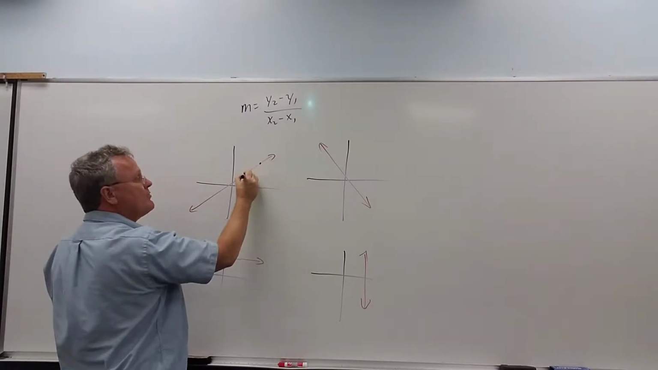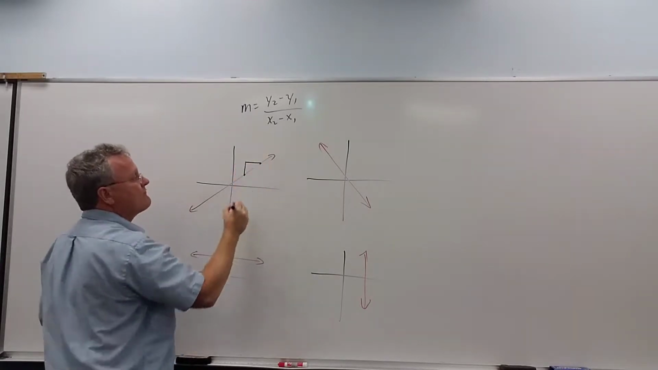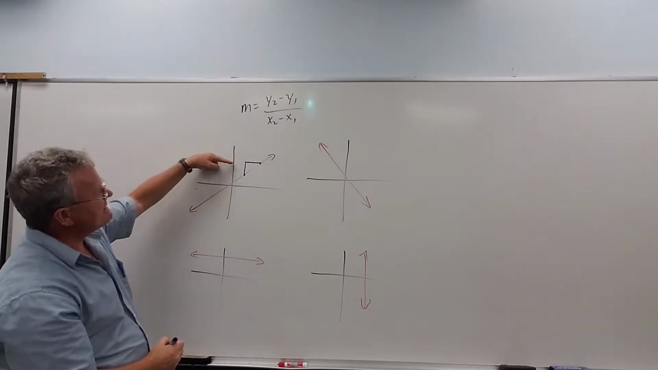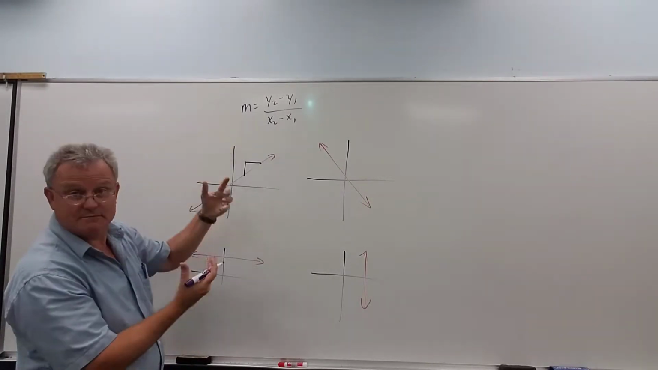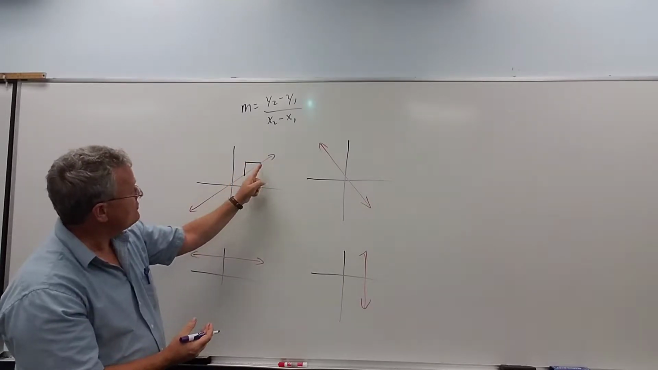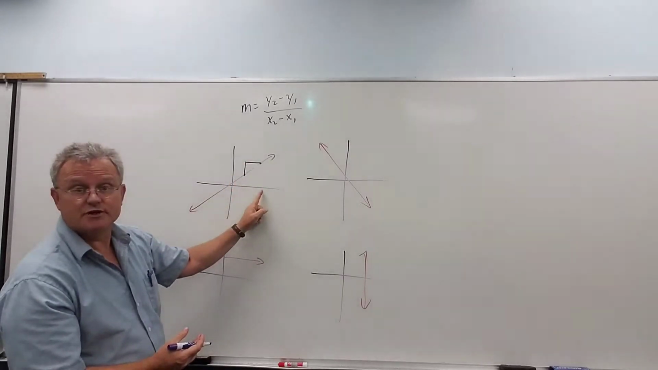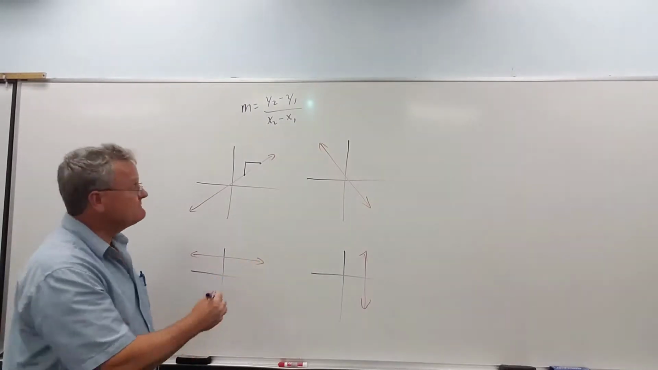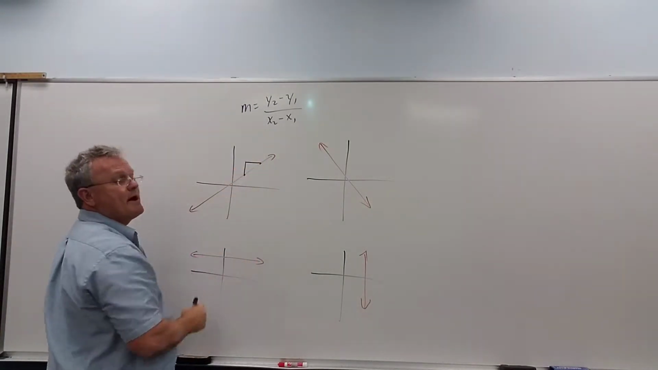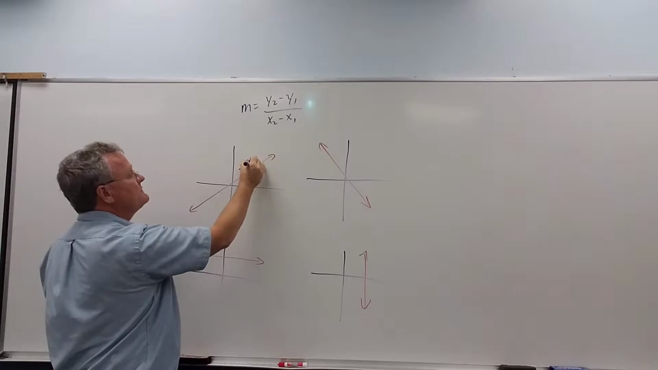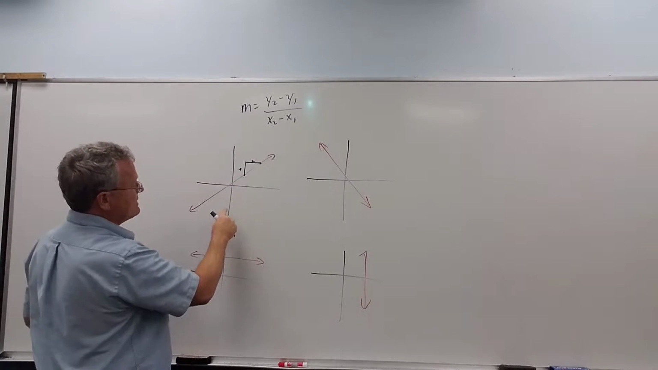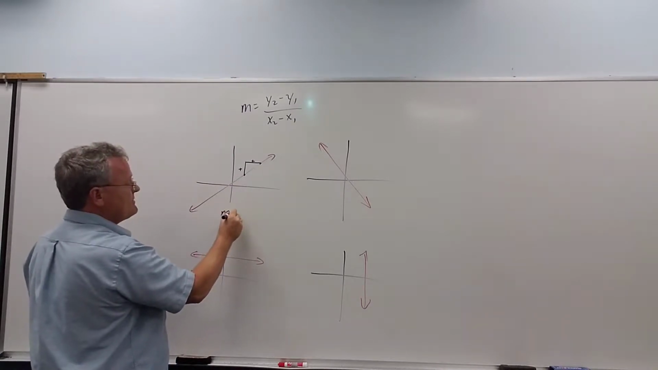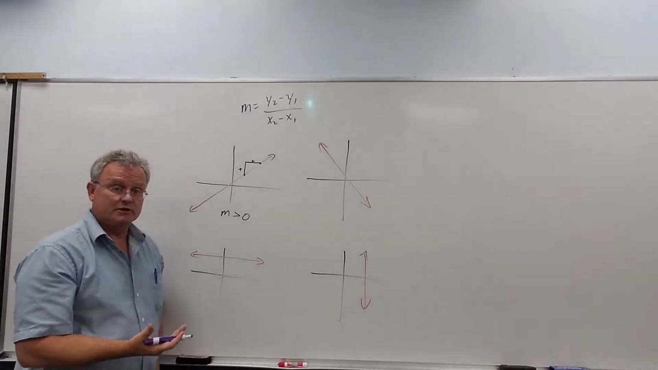Well, when I pick 2 points, to go from here to here, I have to go up and over. When I go up, keep in mind this is the y-axis, my y values are getting bigger, that's a positive. When I go to the right, the x values are getting bigger, that's a positive. And a positive divided by a positive is a positive. So the slope, whenever a line rises to the right, the slope is positive. In other words, it's greater than 0.